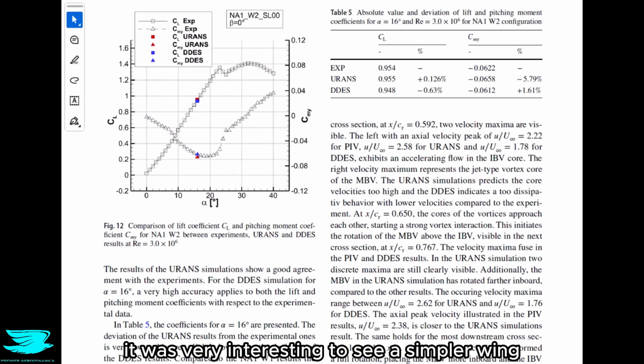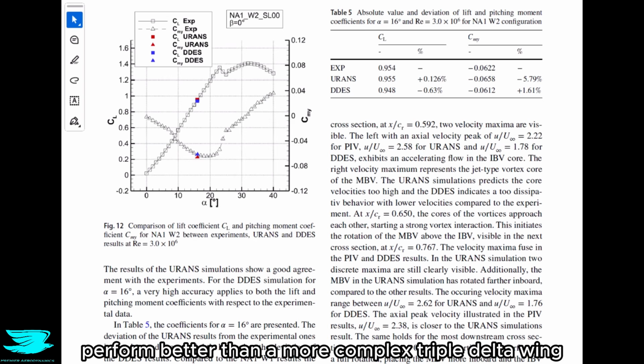It was very interesting to see a simpler wing, such as a double delta wing, perform better than a more complex triple delta wing.